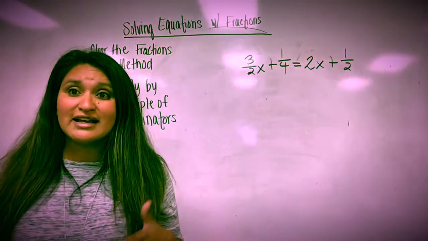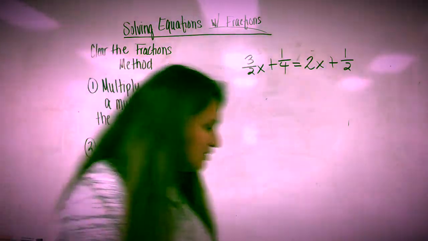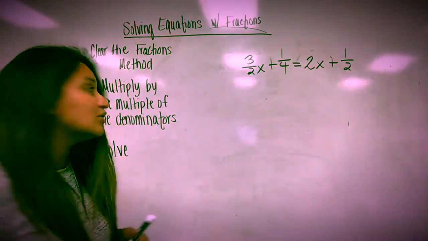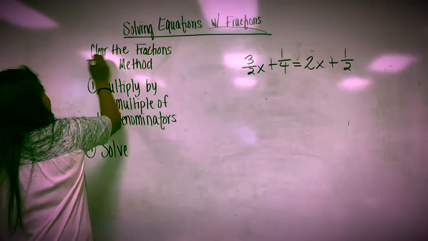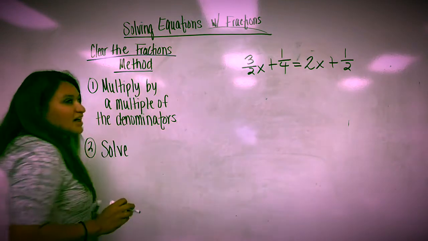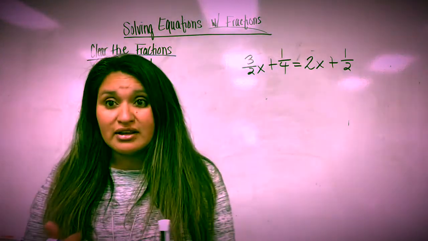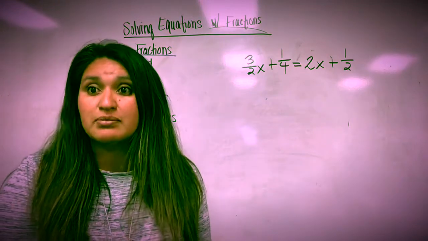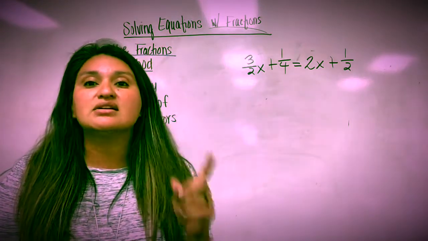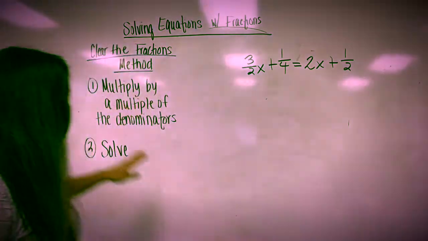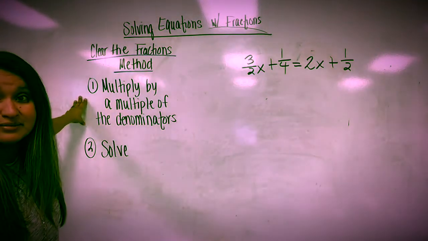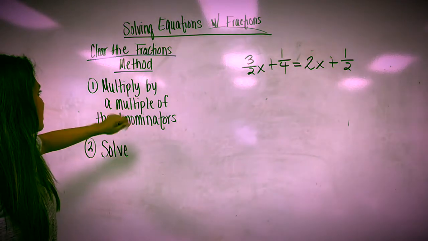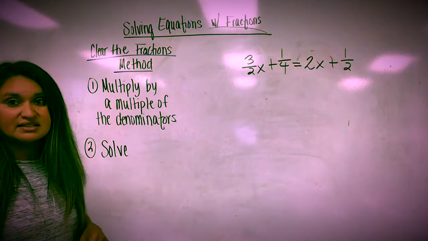All right, so here is the method that we are going to be using for today. We're going to be using a method called the clear the fractions method. We are literally going to remove all of the fractions from this problem. Here's how we're going to do that. Step 1, pretty basic, two easy steps: multiply by a multiple of the denominators.